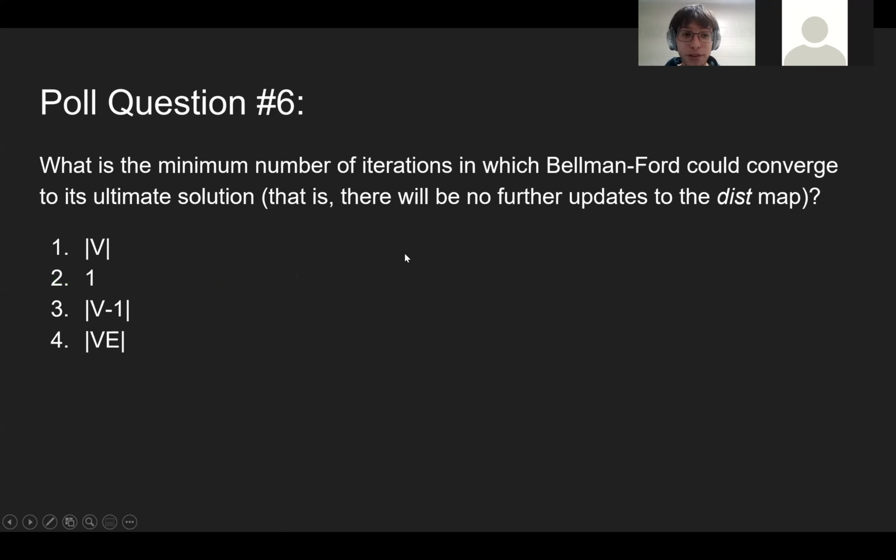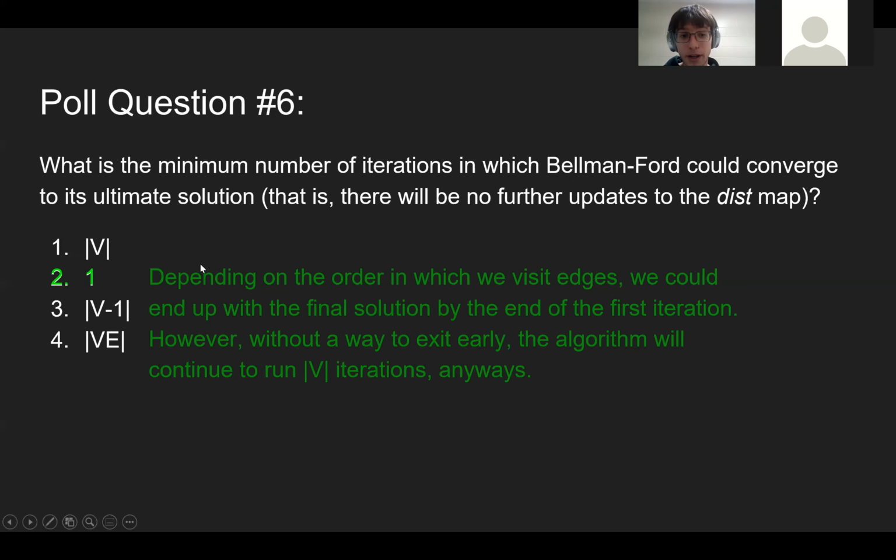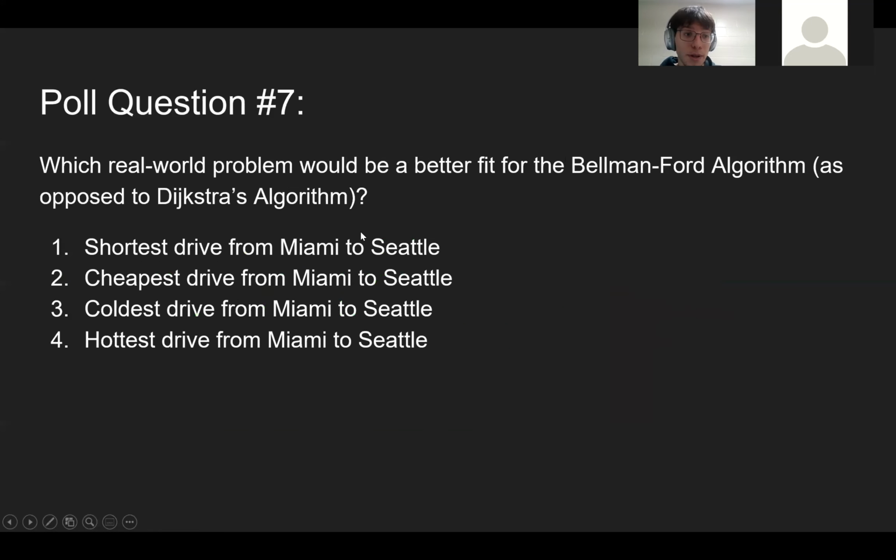Okay, question number 6. What is the minimum number of iterations that it could take to converge to a solution? 1. Awesome. Exactly right. It could just take 1. It depends on the order of the edges, so it could visit them and it could all work out just perfectly. We end up with a perfect solution. Unless you make a check for whether anything changed, it would still run v iterations, but it could have the right thing after just 1. So, question number 7, which real world example would be a better fit for Bellman-Ford instead of Dijkstra's?